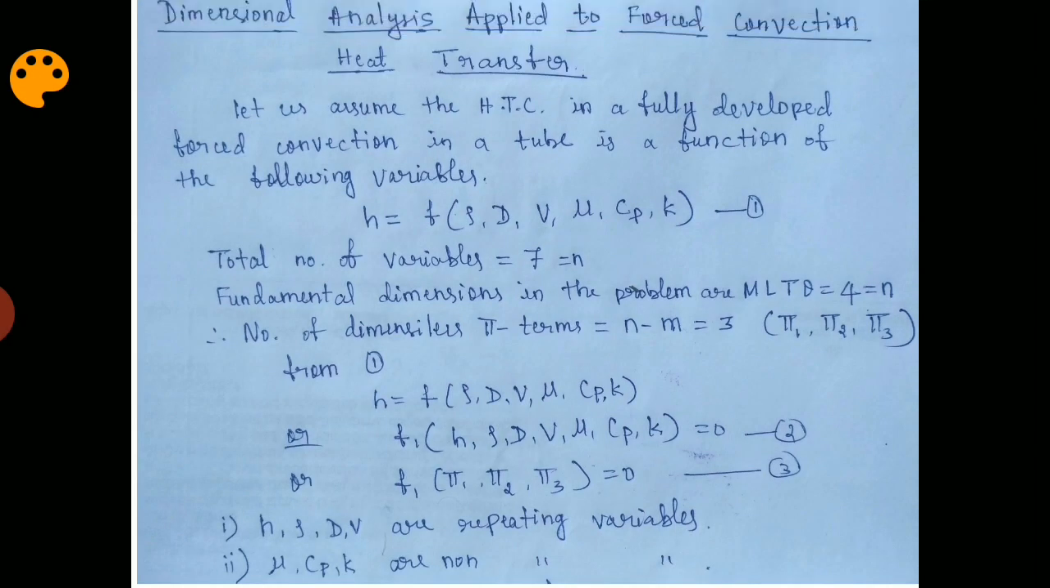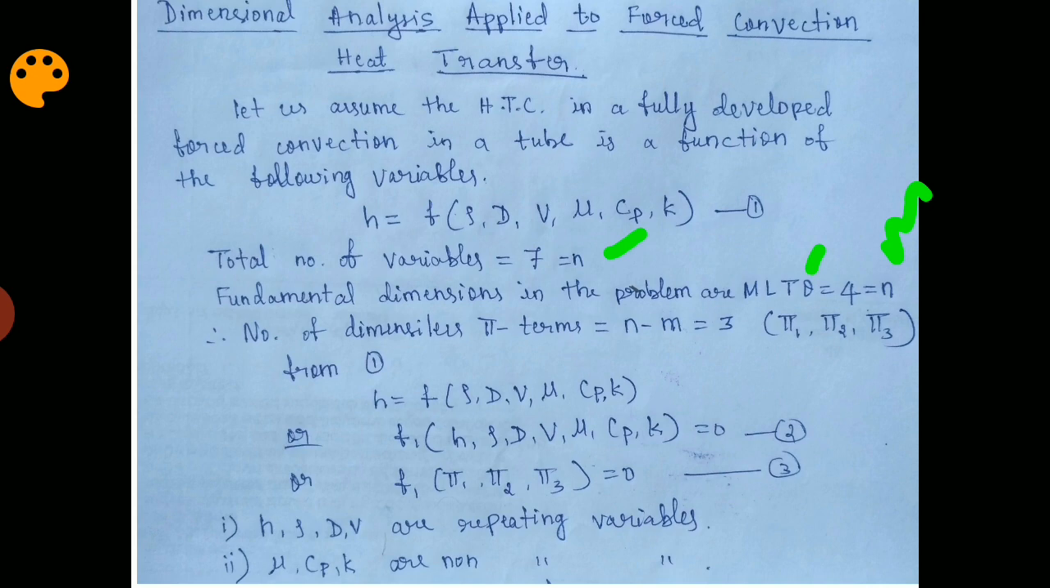So now we have written h is a function of the remaining variables in the problem. So total, if you count, there are 7 variables. Dependent variable is 1, independent variables are 6. So there are totally 7 variables. Then how many fundamental dimensions are there in the problem? There are 4 fundamental dimensions in the problem. M stands for mass, L stands for length, T stands for time, then theta stands for temperature. As it is a thermal problem, there is a 4th parameter involved in the problem. So here m is equal to 4.